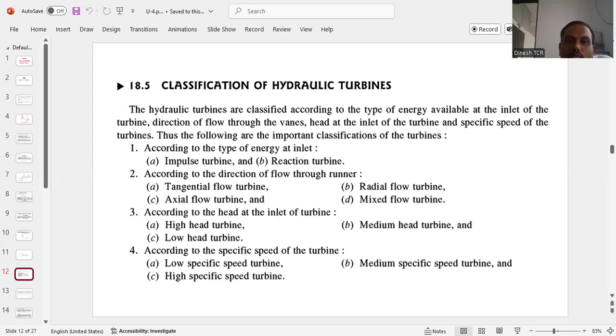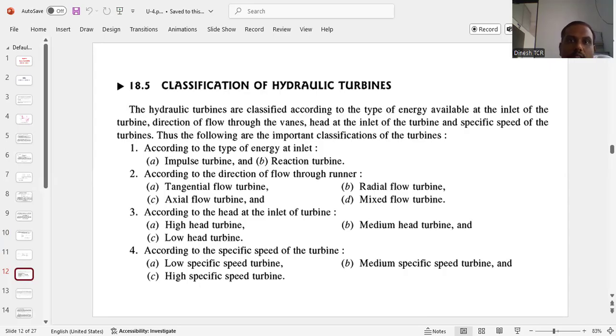According to the direction of flow through the runner, we can classify it as tangential flow turbine, radial flow turbine, axial flow turbine, and mixed flow turbine. That is, the way in which the water strikes the vanes of the turbine, according to which we classify the direction of flow.